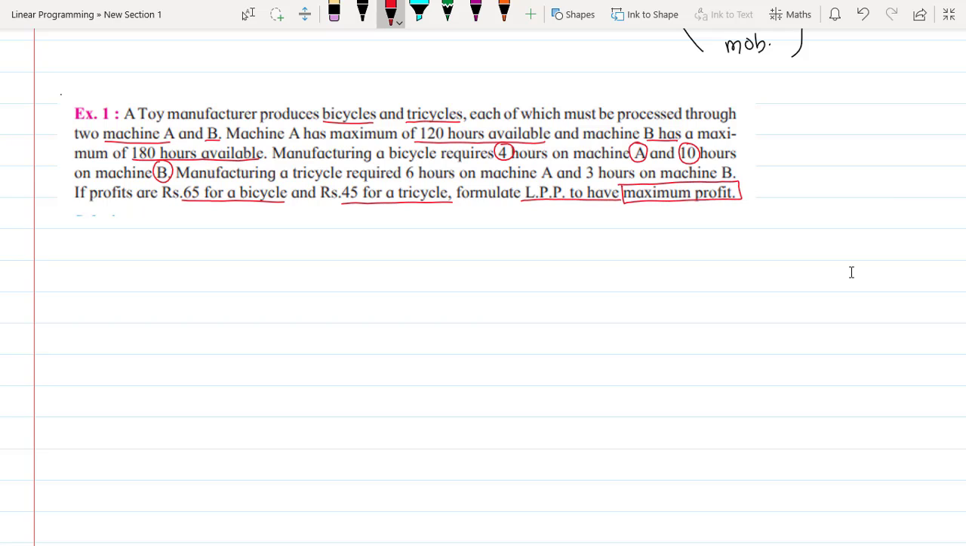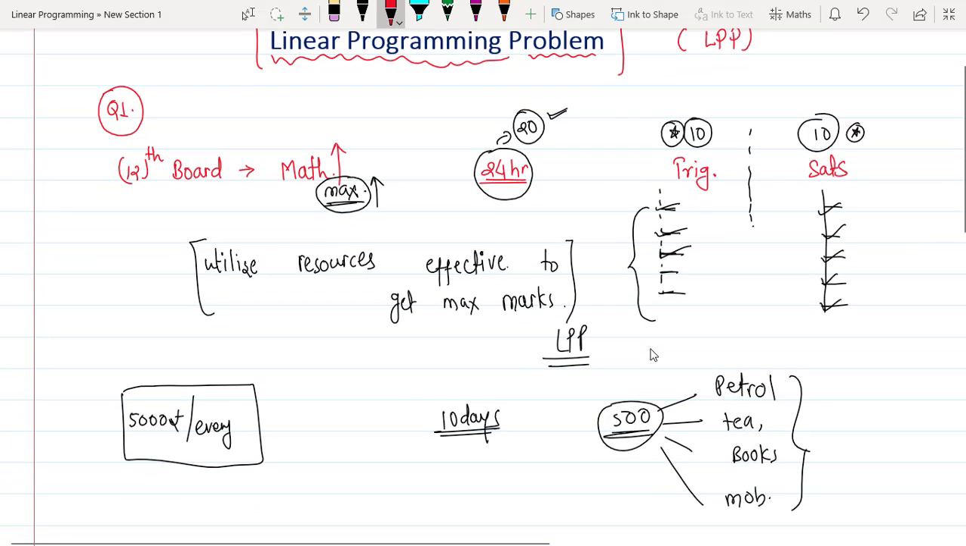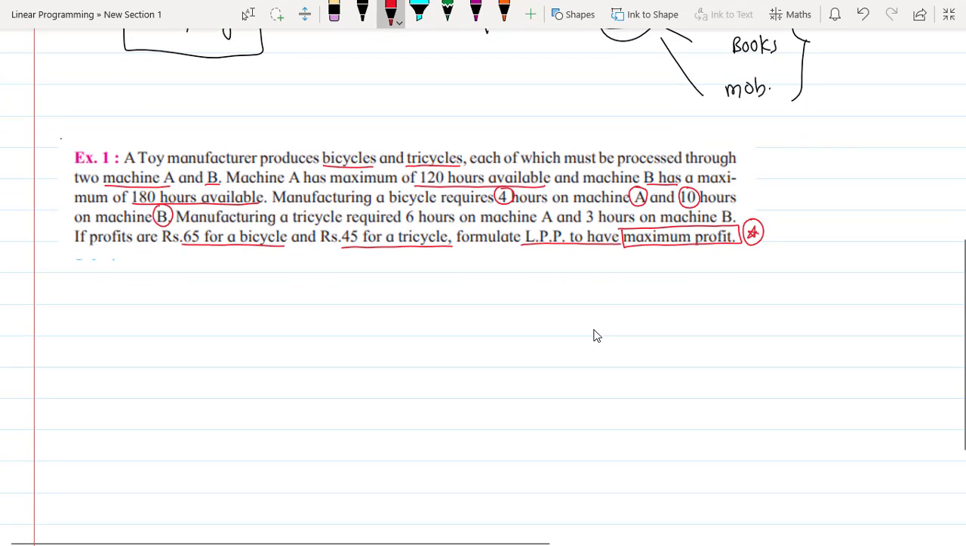See, this term is very very important. To have the maximum profit, we want to form a linear programming problem. See, this question is related to this first example. What was your objective is to get the maximum marks. अभी ये मैन्युफैक्चरिंग का ऑब्जेक्टिव क्या है, ये मैन्युफैक्चरर का ऑब्जेक्टिव क्या है कि भाई मुझे मैक्सिमम प्रॉफिट चाहिए. ओके, सो प्रॉफिट कहाँ से मिलेगा, प्रॉफिट मिलेगा मुझे बाइसिकल और ट्राइसिकल से.